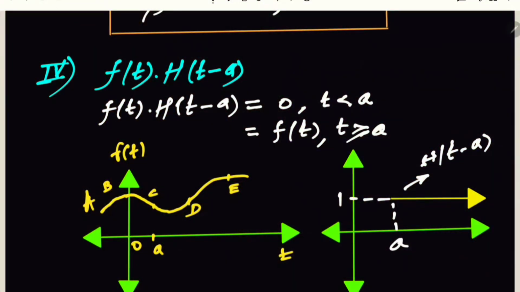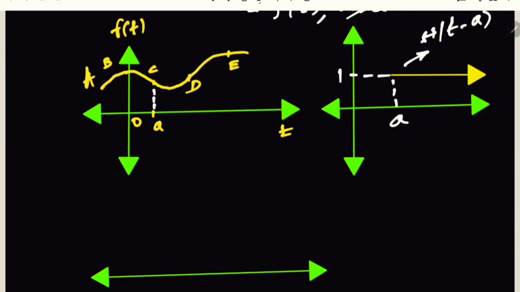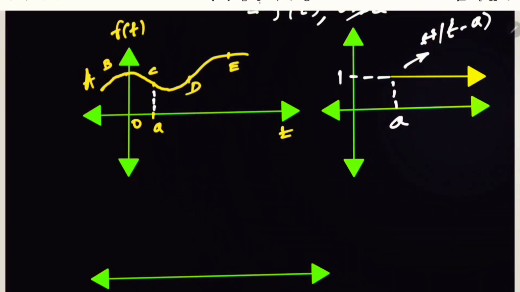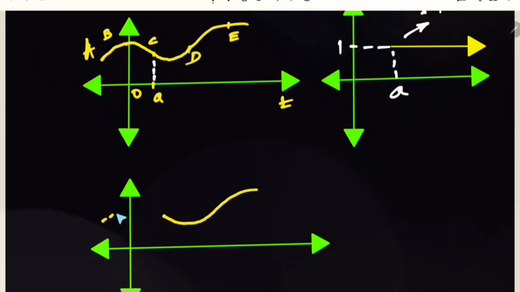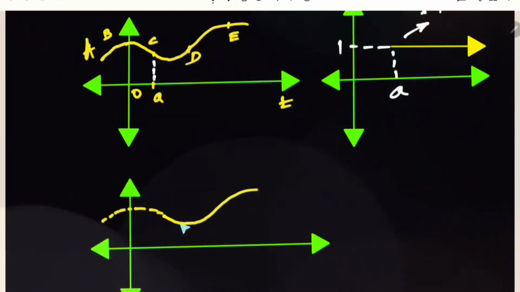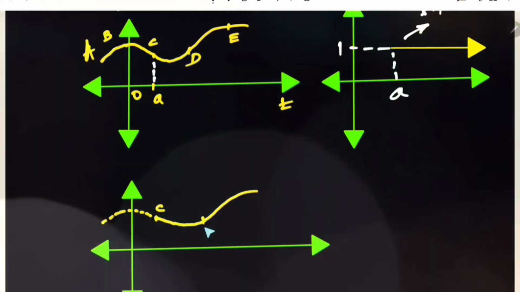Therefore, when we take a product of these two, the portion before or between a to c vanishes. Therefore, we show it by means of a dotted line, and this is the remaining part of that curve f of t. We show by dark line. Therefore, this much part vanishes, and the curve starts from C, D, and then E.